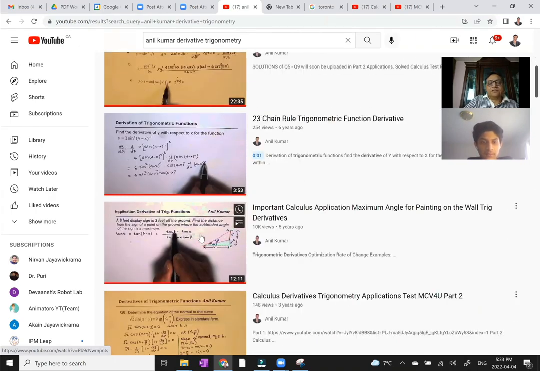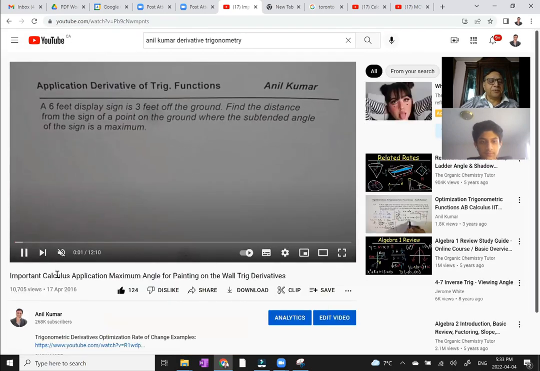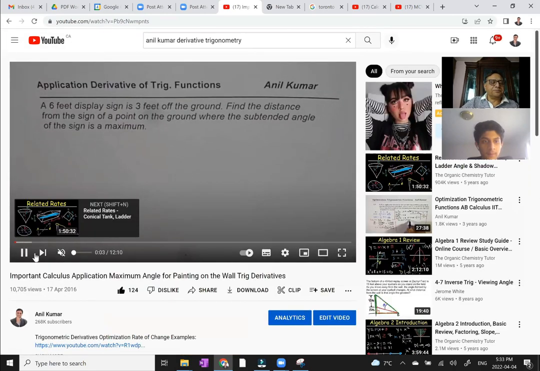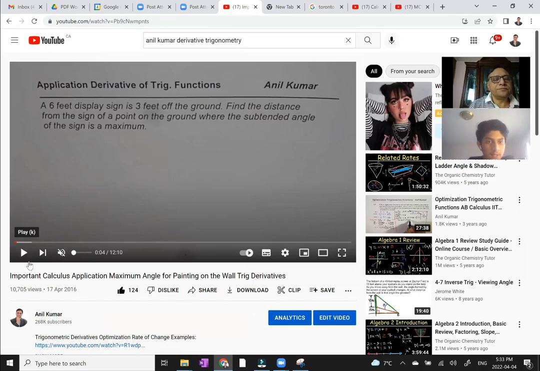Then there are word problems, which are very interesting questions. We have word problems based on rate of change and optimization, from the earlier chapters which you have done. So you have to look into both types of questions. Let's look into them one by one. Here is a very good question, which is normally seen in test papers. Can you please read the question? Yes, sir. A 6 feet display sign is 3 feet off the ground. Find the distance from the sign of a point on the ground where the subtended angle of the sign is a maximum. What is the meaning of subtended angle?